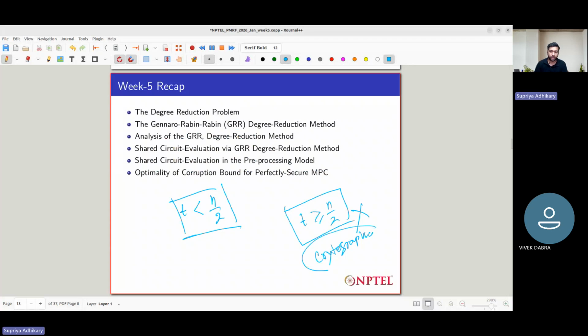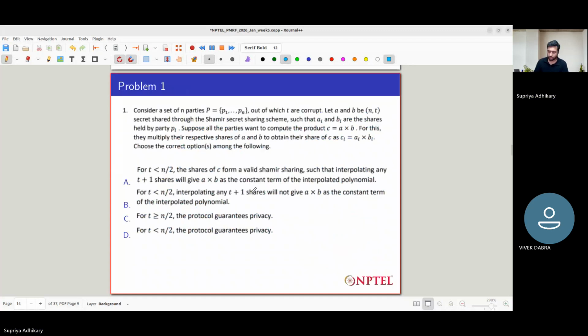I mean, the security of the cryptographic primitives over there. Oblivious transfers are examples in those cases. But if we want a perfectly secure MPC protocol, then t always has to be, sorry, t always has to be less than n over 2. Okay, so now first we will solve the last week's problems.